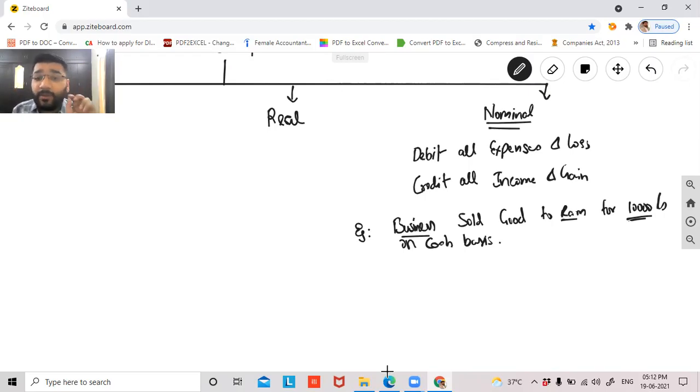After identifying those two accounts, then you will decide which one to debit and which one to credit. Go ahead. Sir, one account will be that of the business and the other one will be Ram's account. Okay. Anybody else?